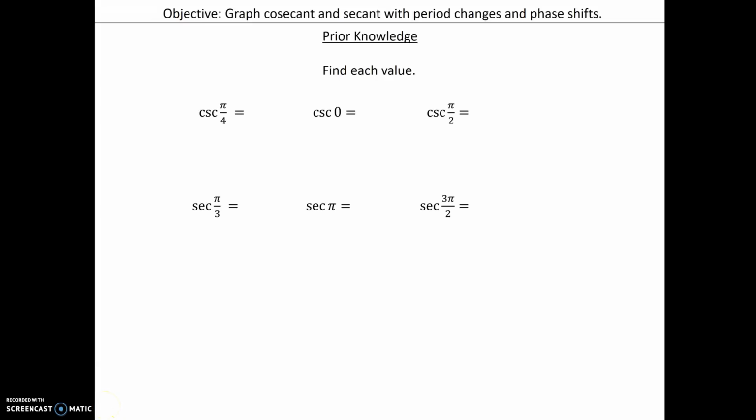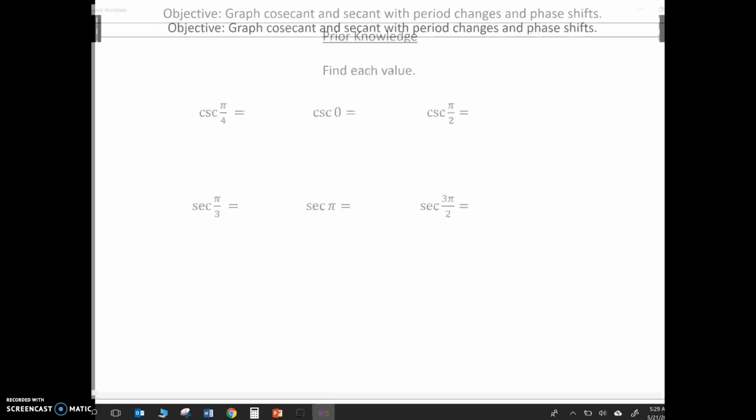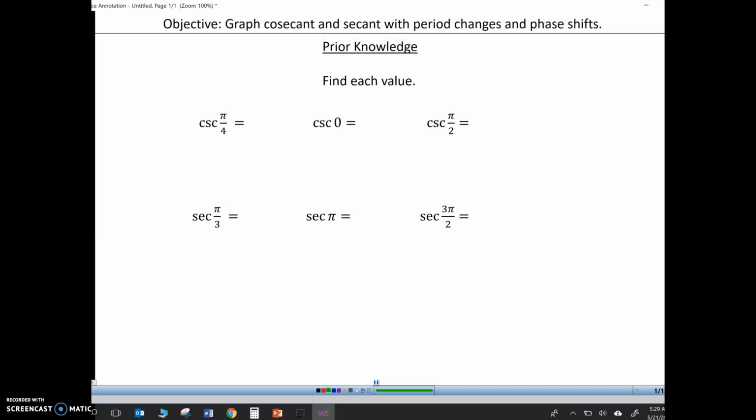Hello, welcome to this video on graphing cosecant and secant with period changes and phase shifts. I'm going to start off with your prior knowledge of cosecant and secant. I want you to remember that cosecant theta is equal to 1 over sine theta.